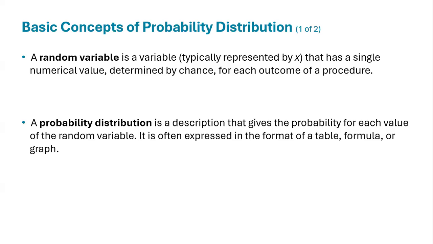And in the last section of chapter 4, 4.3, we talk about a specific type of probability distribution, which is called the binomial distribution.